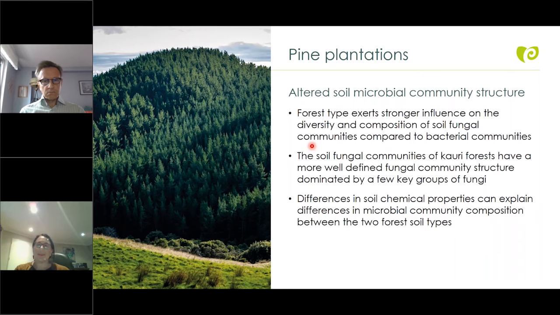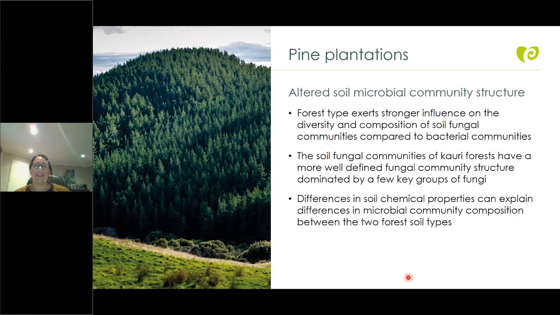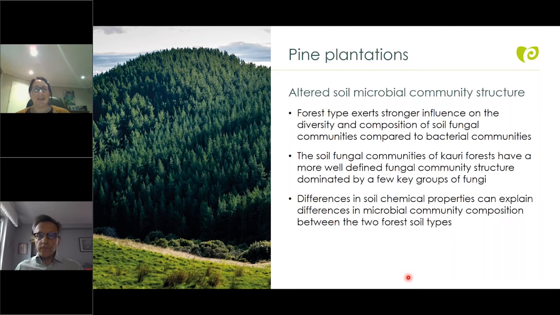But some of the take-home discussion points here are the altered soil microbial communities: the forest type exerts a strong influence on the diversity and composition of the soil communities. I can't actually read my screen, it's terrible. The soil fungal communities of Kauri were certainly more well-defined and dominated by a few key groups. And the differences in the soil chemical properties did certainly align with the differences in the microbial communities and helped explain some of the differences that we saw in the forest types.